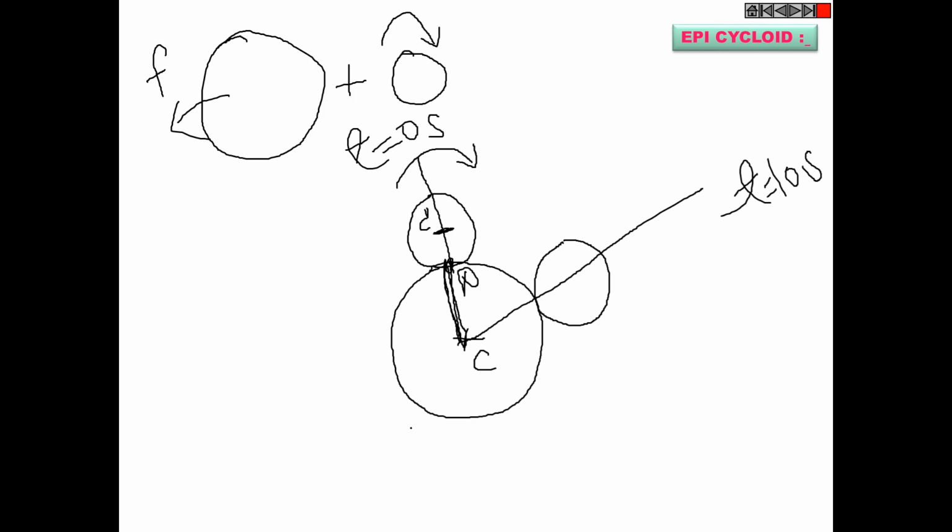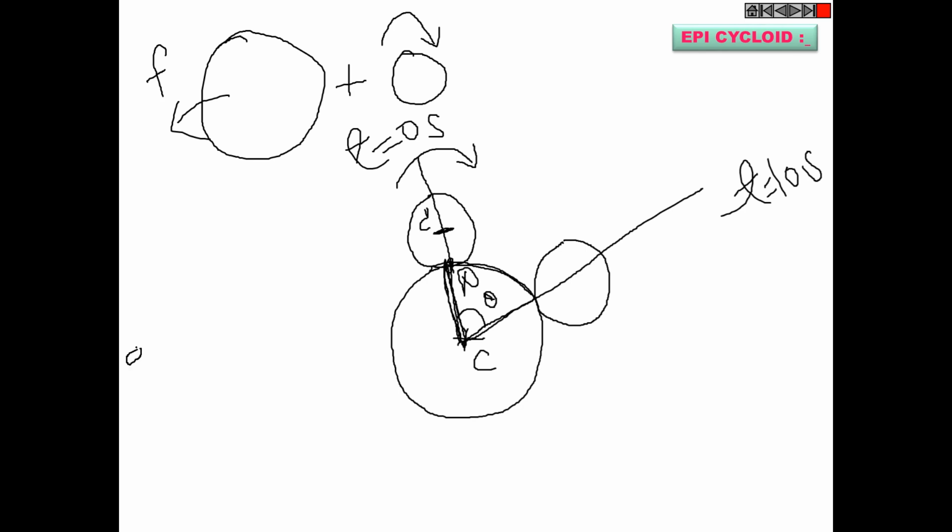Then you can see that a sector is forming. You are getting a sector kind of thing over here. The subtended angle of this sector is nothing but theta, and this theta you have to determine before drawing the epicycloid.